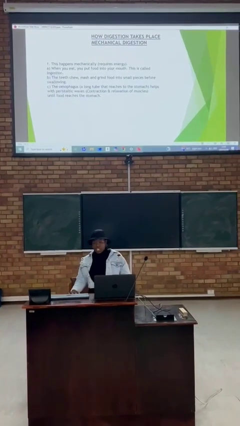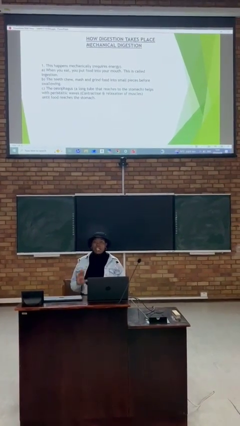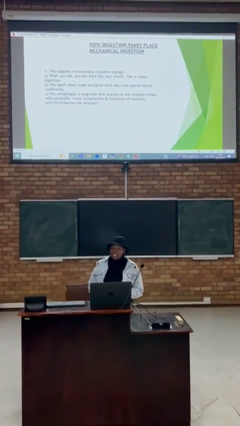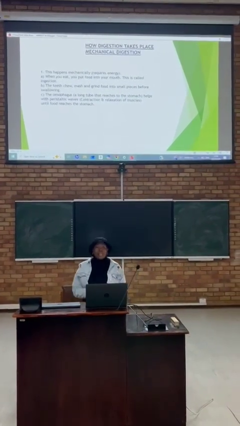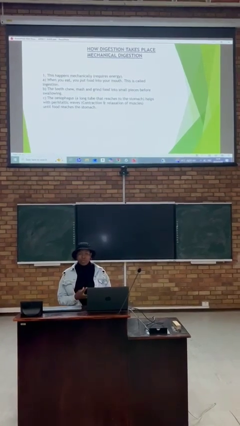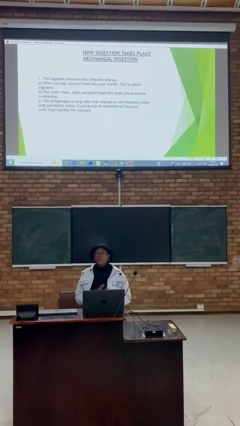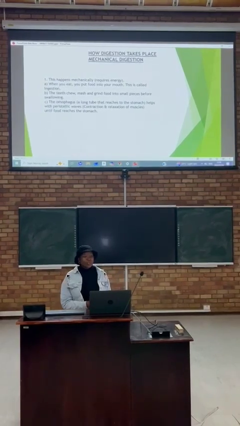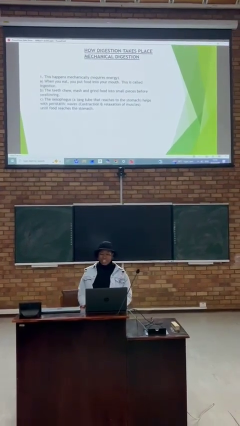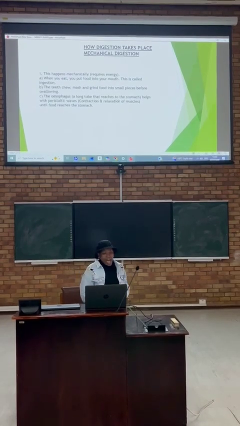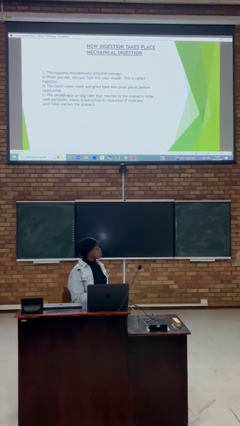We have two types of digestion, which are mechanical digestion and chemical digestion. Now we're going to talk about mechanical digestion, which requires energy. Once you take food and put it in your mouth, we call it ingestion. Then you're going to chew it, smash and grind the food into smaller pieces. After that, you're going to swallow it.